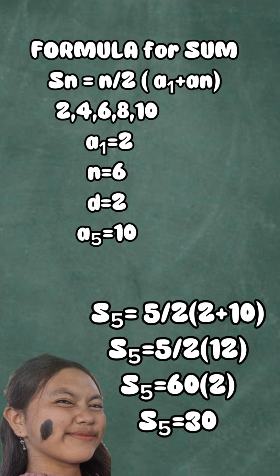So S_5 equals 5 over 2 multiplied by (2 plus 10). So 2 plus 10 equals 12. 12 multiplied by 5 equals 60, and divided by 2. So the answer is 30. So the sum of that sequence is 30.